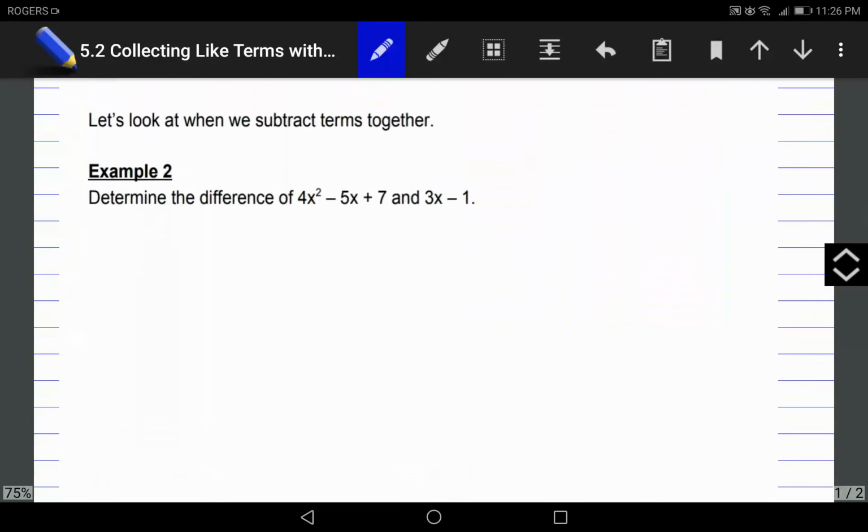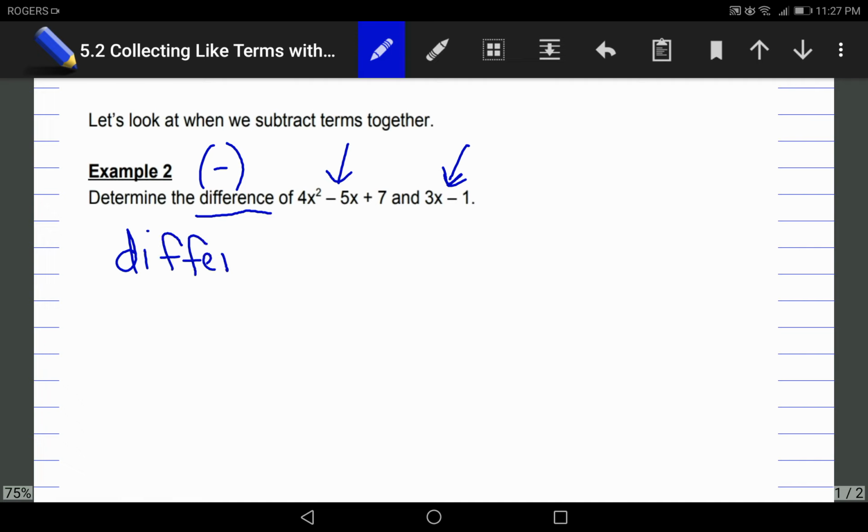What about when we subtract terms together? So now it says, determine the difference, meaning subtraction, of this expression and this expression. So these are entire expressions here. You're not just being asked to add and subtract single terms, you're asked to add and subtract full expressions. So when that happens, write down the expressions in brackets.